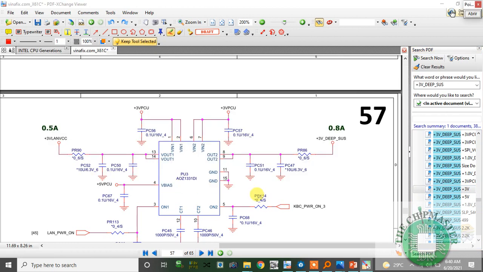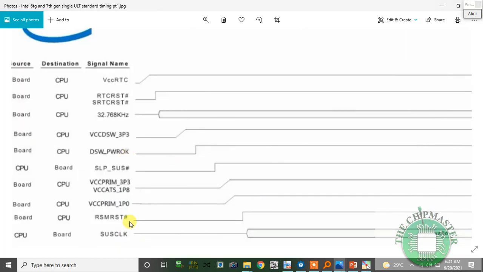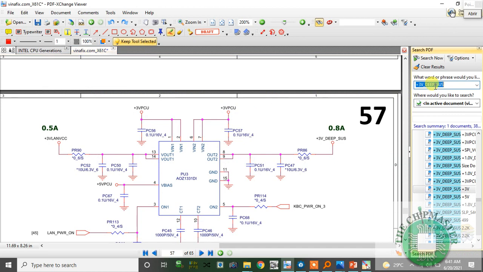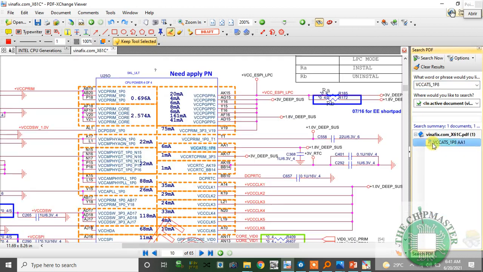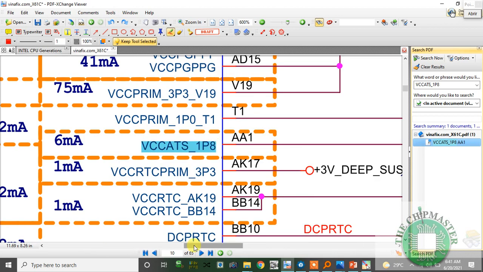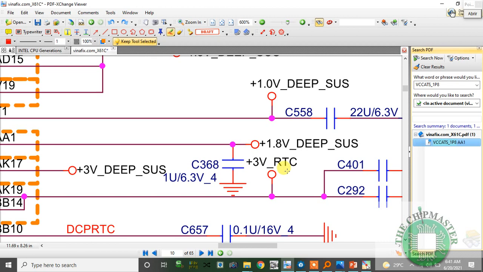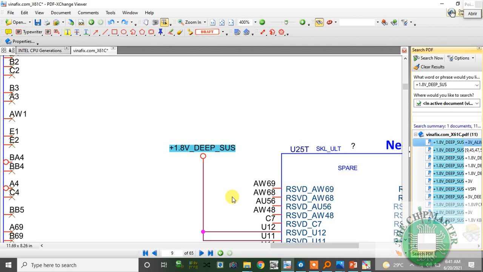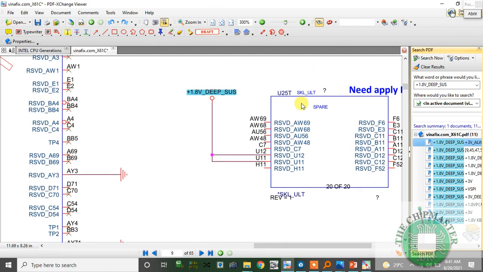All right, so let's go back to our timing. So we have VCC PRIM, VCC ATS 1.8. All right, so let's look for that. VCC ATS_1.8, all right, and that's generated from here. As you can see, 1.8 deep sleep. So the SLP source, as I said before, these are light sleep power supply, and 1.8, which is also going to power 1.8_deep_source. All right, so let's go to see.